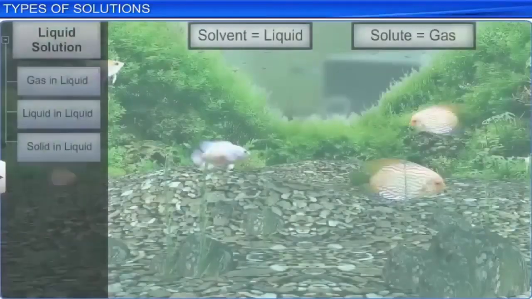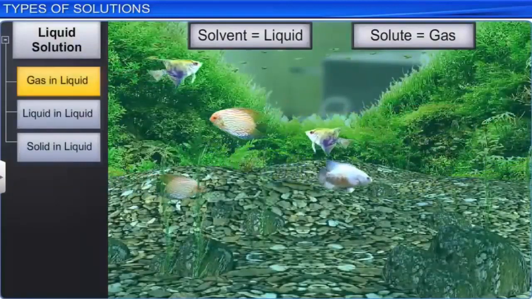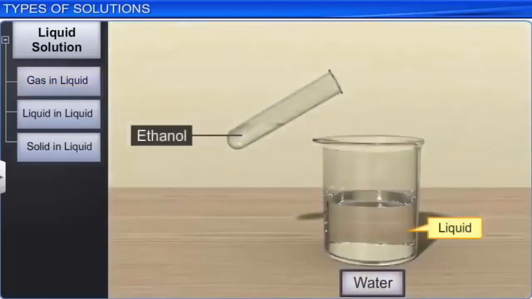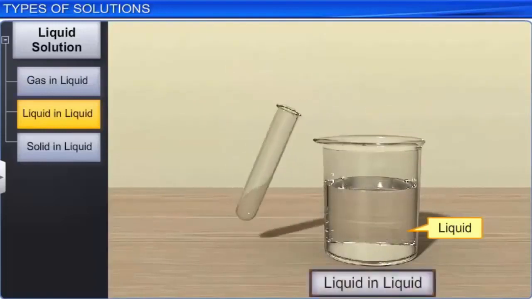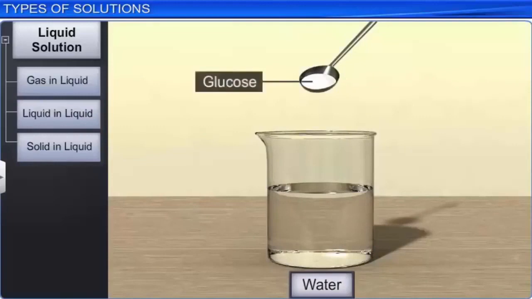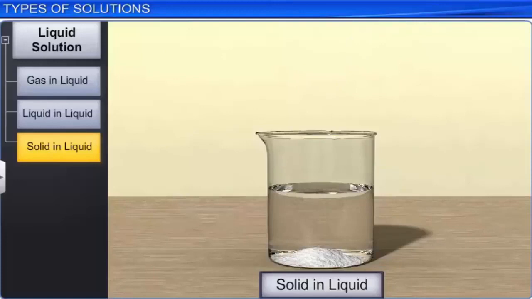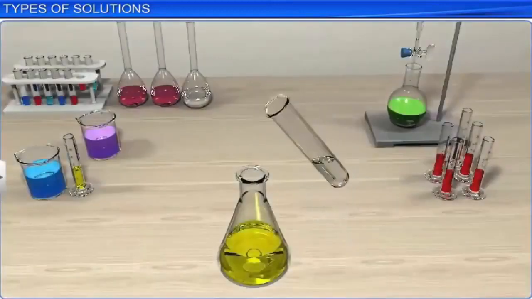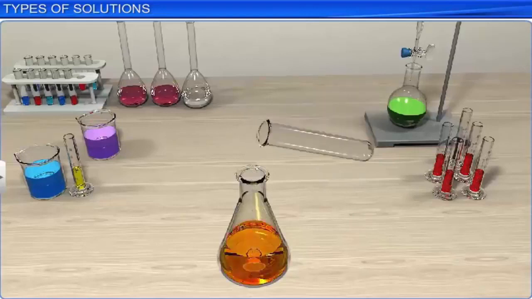Oxygen dissolved in water is an example of gas in liquid type of solution. Ethanol dissolved in water is an example of liquid in liquid type of solution, while glucose dissolved in water is an example of solid in liquid type of solution. These liquid solutions occupy a special place in chemistry, as most chemical reactions take place in solution phase.